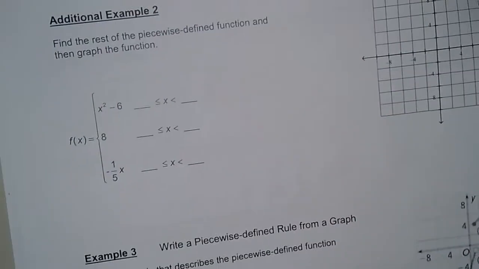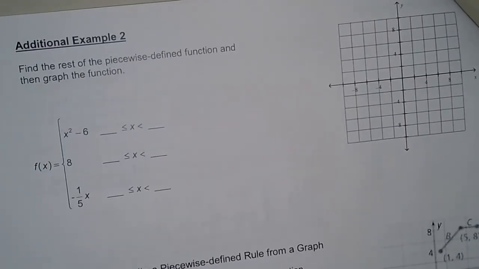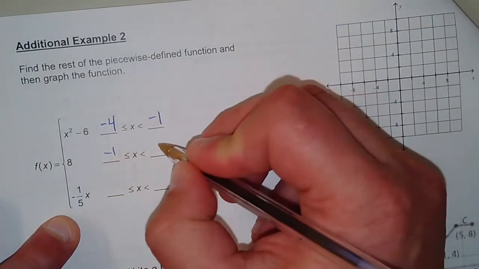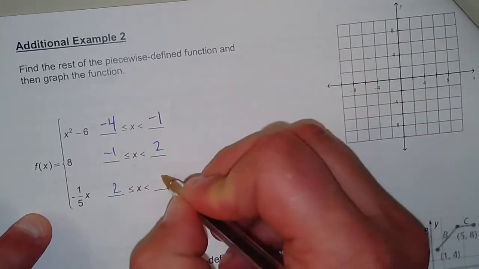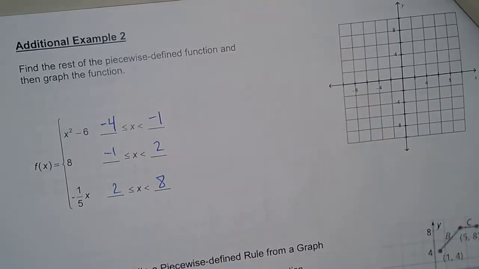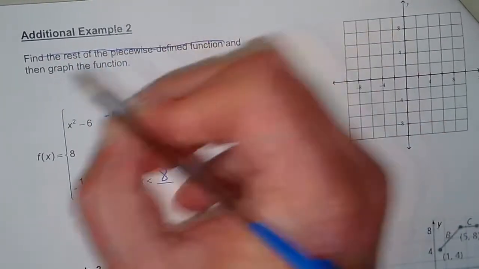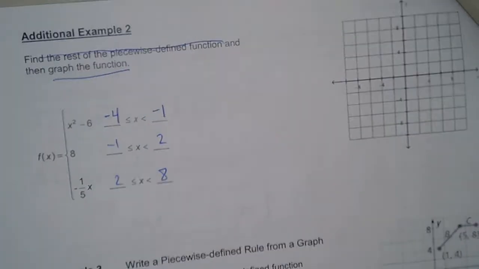So this one, additional example. I wanted to just have the restrictions in here, but they aren't, so let's pretend that these restrictions were on here: negative 4 to negative 1, negative 1 to 2, 2 to 8. Same exact type of problem. This says, find the rest of the piecewise function and graph the function. We're not worrying about the rest part. We are just straight up graphing the function.